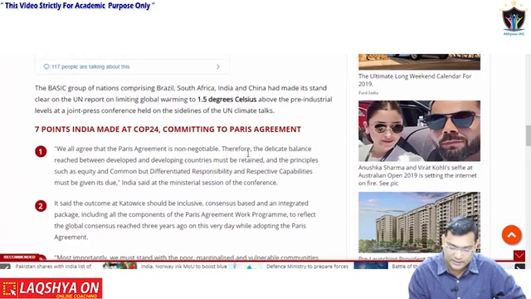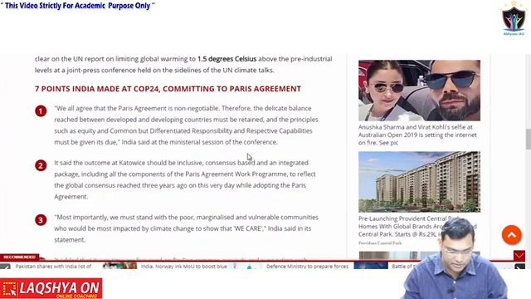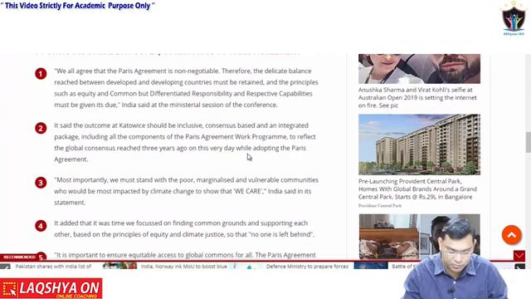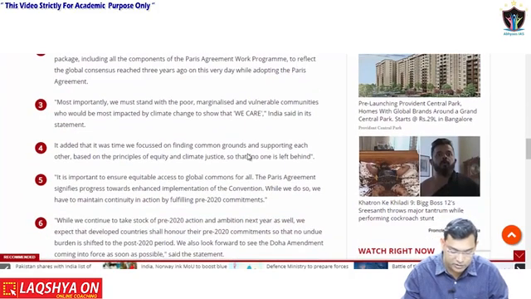Therefore, the delicate balance reached between developed and developing countries must be retained, and principles such as equity and common but differentiated responsibilities and respective capabilities must be given their due, India said at the ministerial session. It said the outcome will be based on an integrated package of the Paris Agreement. Most important, we must stand with the poor. It also said we should focus on finding common ground and supporting each other. It is important to ensure equitable access to the global commons for all.